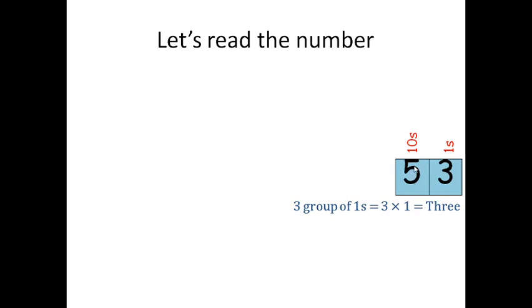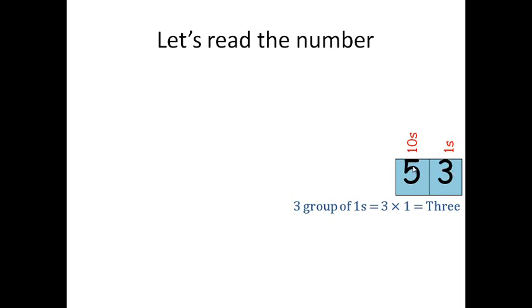Now, let's take the number with two digits, 5 and 3. 5 is in tens place, 3 is in ones place. Now, how do we read this? There are 5 groups of tens plus 3 groups of ones.